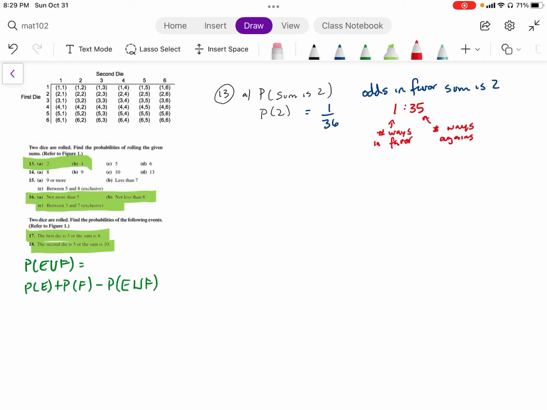If you compare their probabilities, the denominator would always cancel, like 1 over 36 to 35 over 36. So the 36s would cancel anyway, so that's the way I like to do it. Okay.